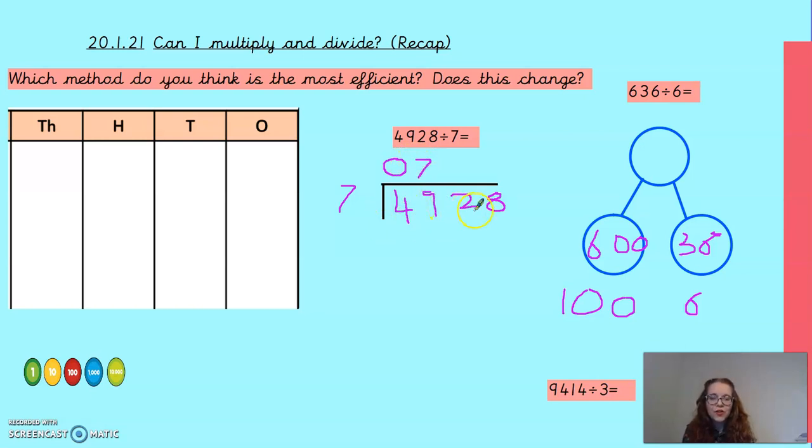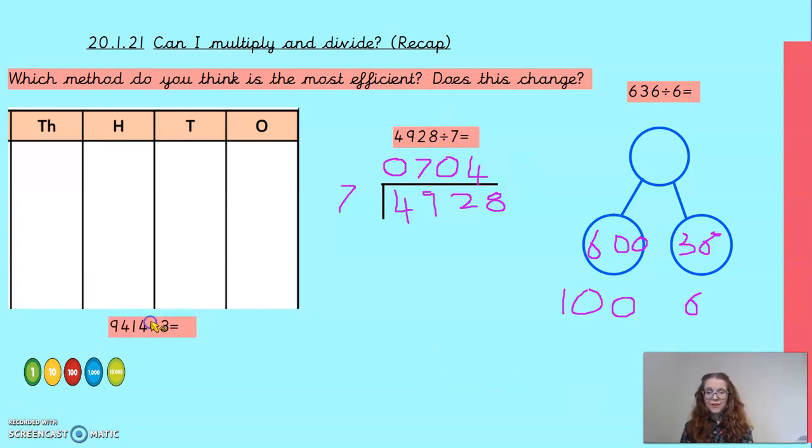Okay, does 7 go into 2? It absolutely does not. So I'm going to put another 0 there. And then I'm going to have a look at, does 7 go into 28? Times table knowledge, ding, ding, ding. Yes, it does. It goes into 28 4 times. So that is my answer. 4,928 divided by 7 is equal to 704. Okay, that's 2 questions down.